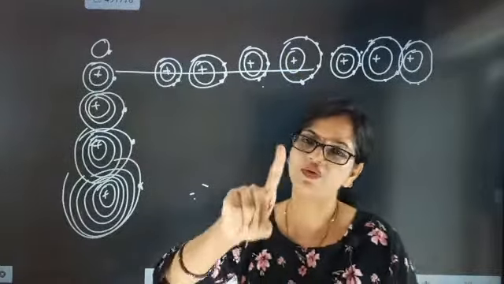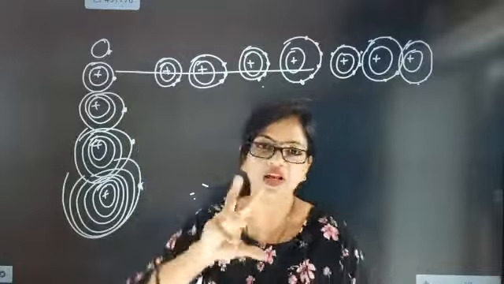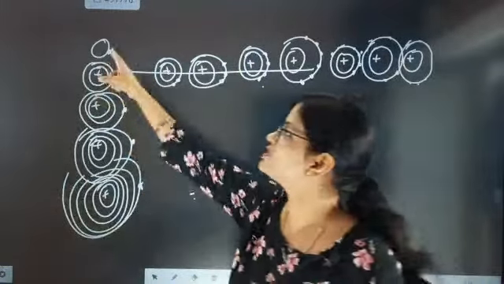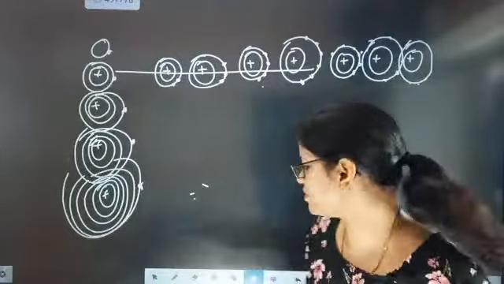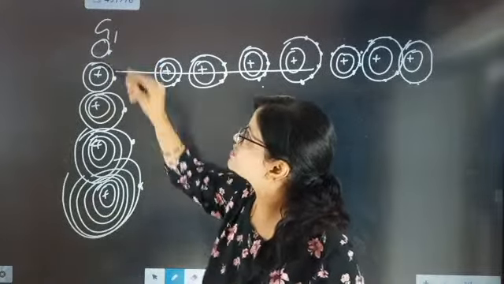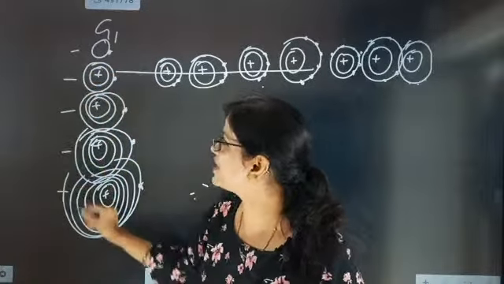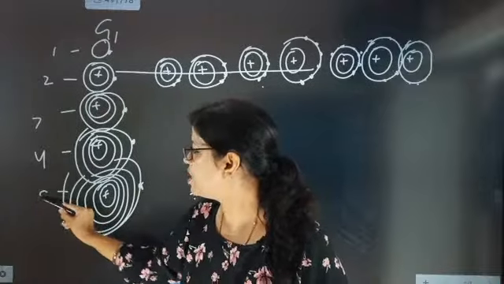The first group element will have one orbit, the second will have two orbits, and so on. I am going to take it like that. Group number 1, first element, first period, second, third, fourth, like this. So period number 1, period number 2, period number 3, period number 4, period number 5.